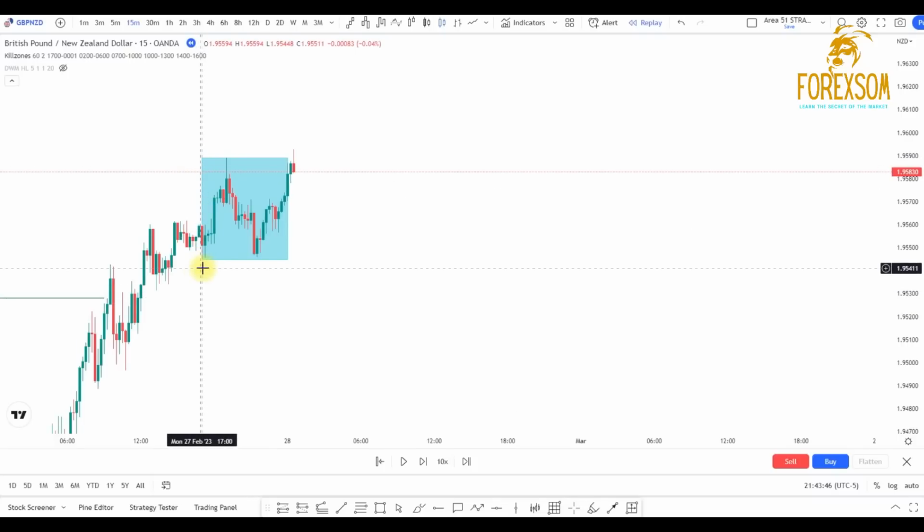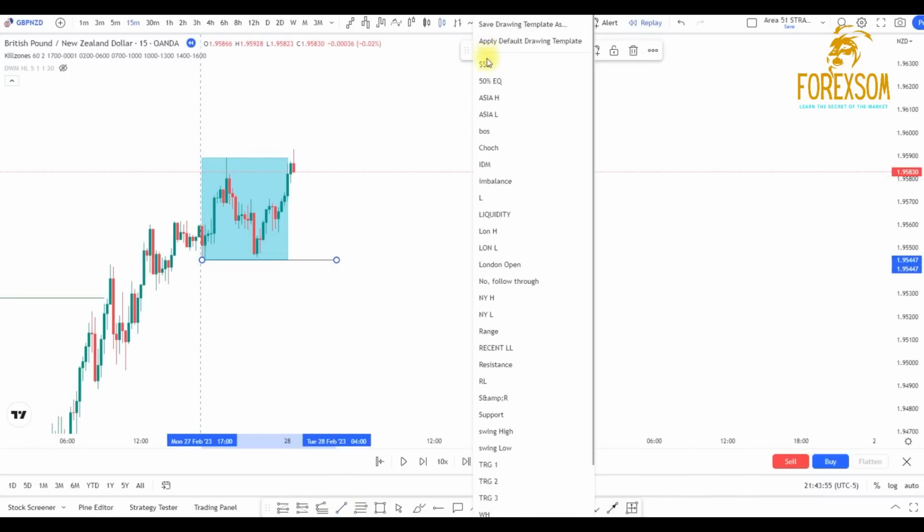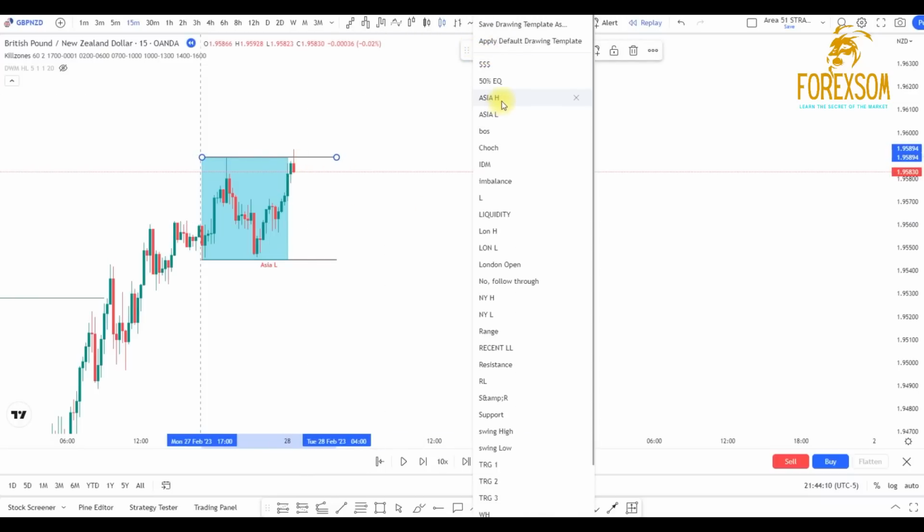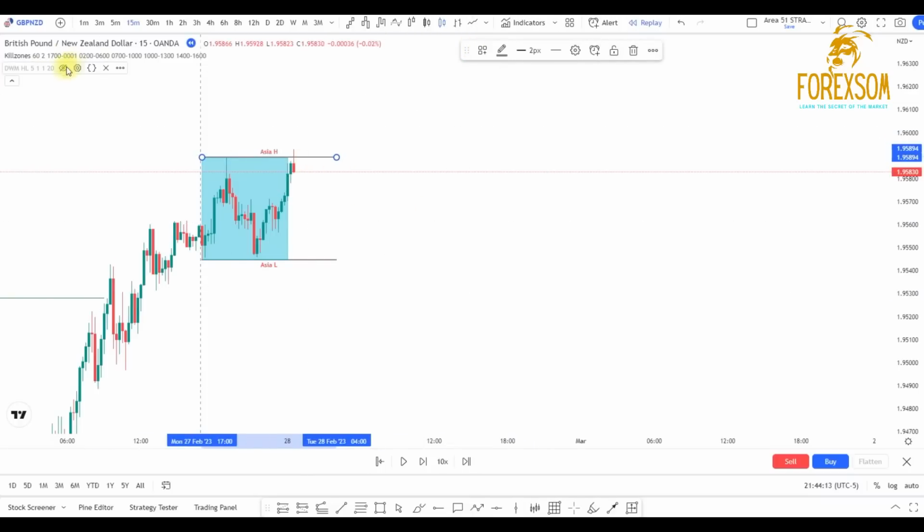Asia started over here, so this is going to be the low of the Asia marked by the indicator. So I'm going to go ahead and mark it. This is my Asia session low. I'm going to mark this on my own template and make my chart as clean as possible. Now I'm going to mark my Asia session high. Now that I marked my Asia session high, I'm going to turn off the indicator so that my chart can be a little bit cleaner.